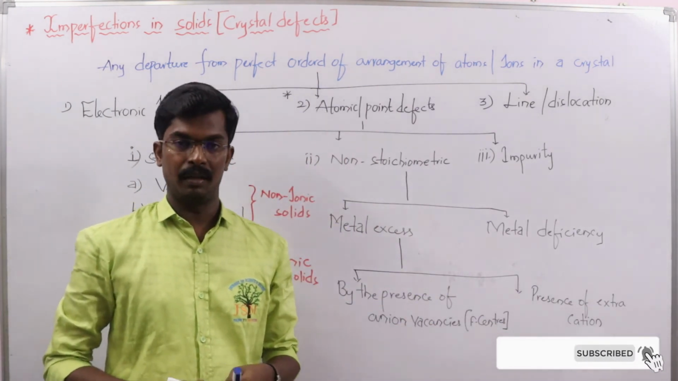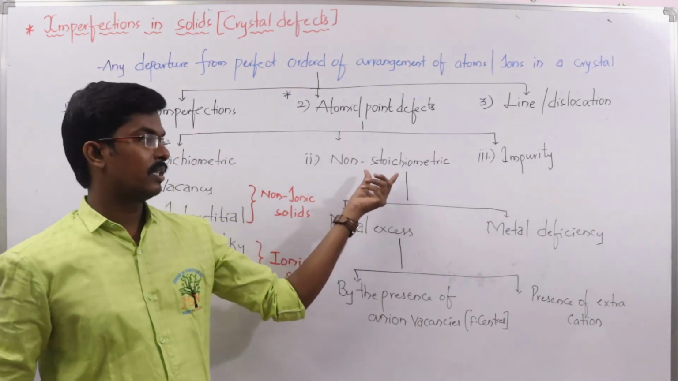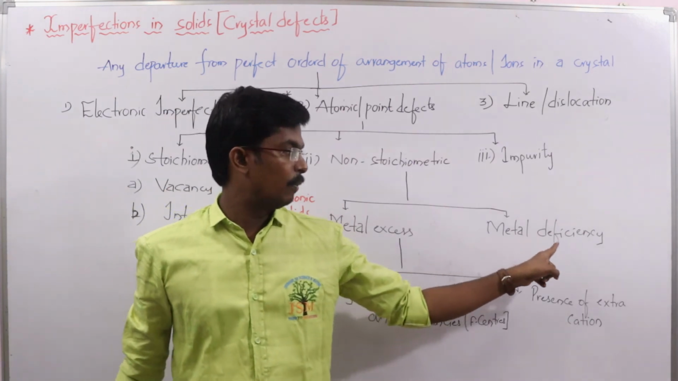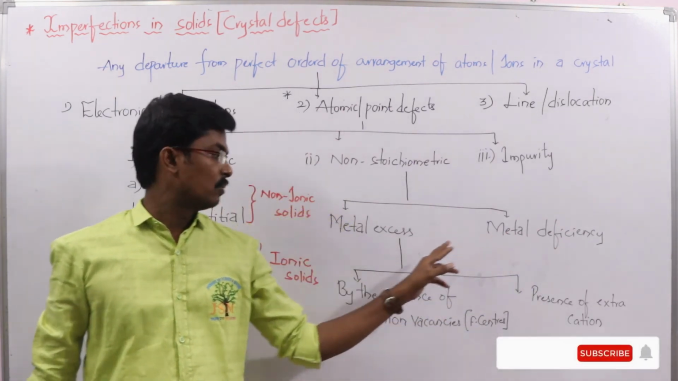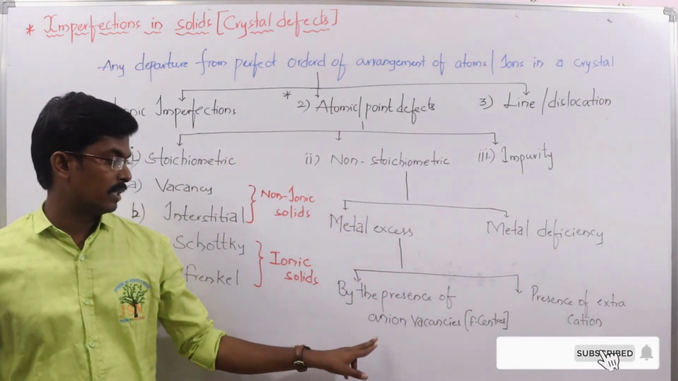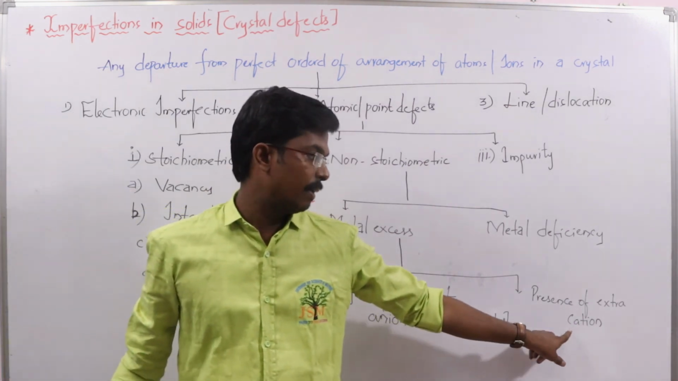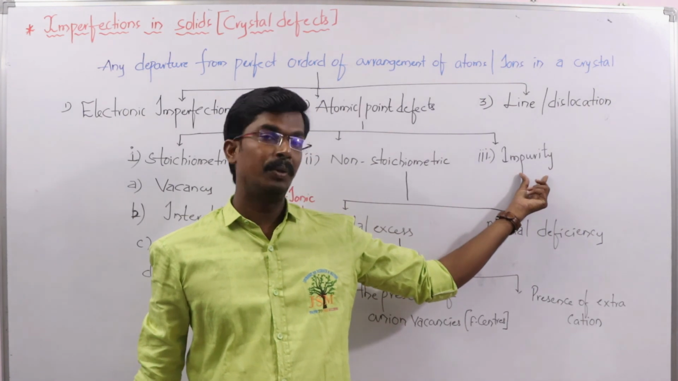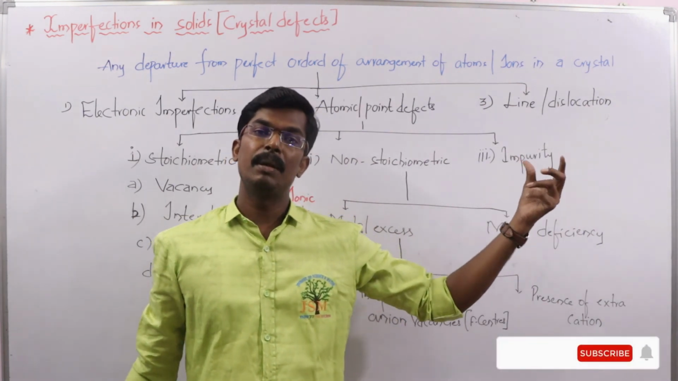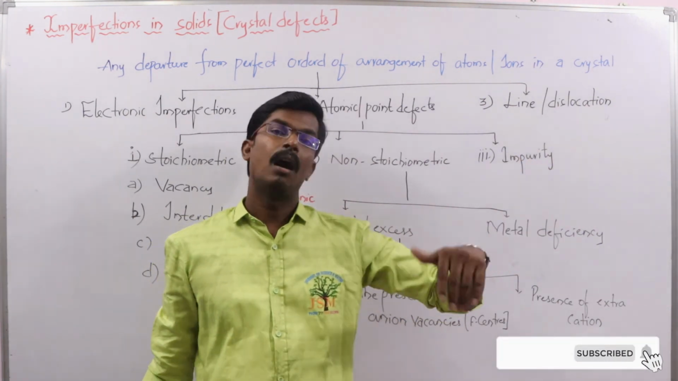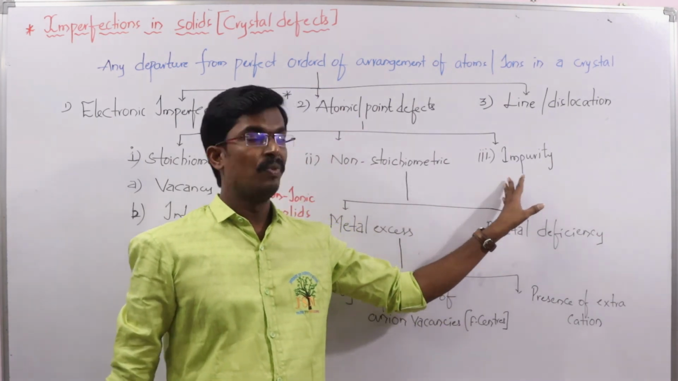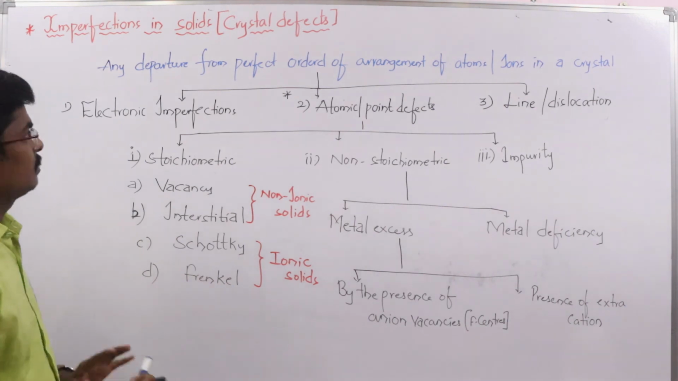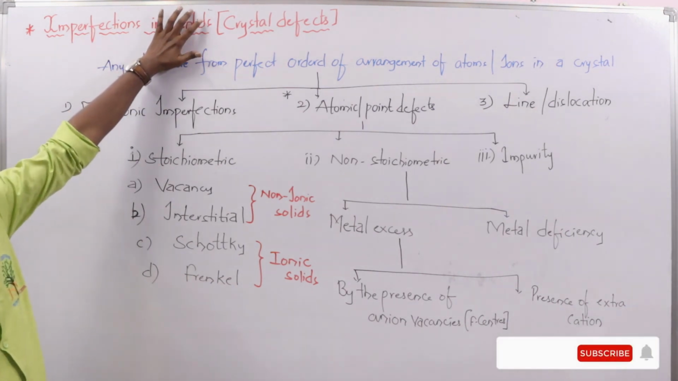Generally, the non-stoichiometric defects are two types: one is metal excess, and the other is metal deficiency. Metal excess defect occurs either by the presence of anion vacancy or by the presence of extra cation. And when you look at impurity defects, the impurities may be present in covalent solids or ionic solids. So these are basically the different types of defects shown by crystals. Clear?